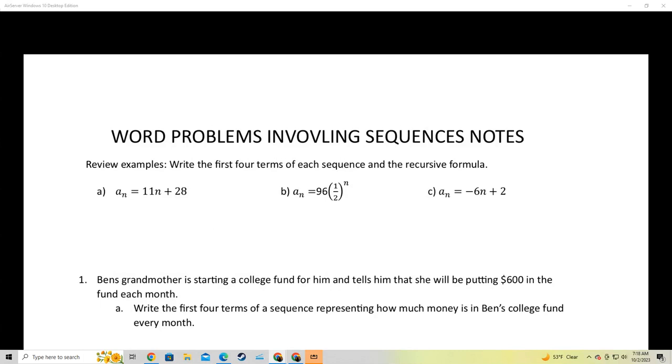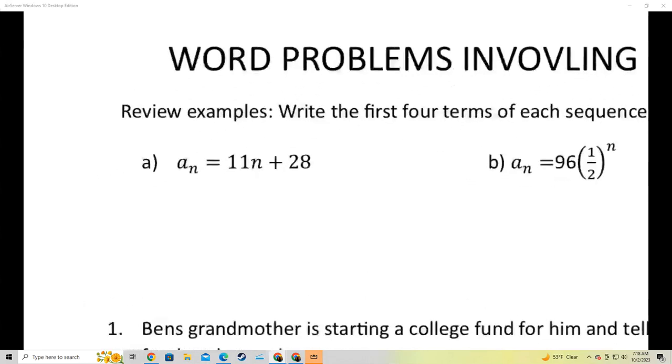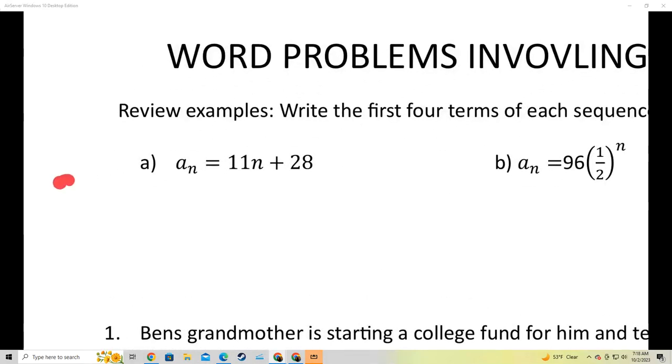The first thing I want to notice is that I want to find the first four terms. I don't know the first term, so I'm actually just going to have to substitute my 1 and see what I get. So really quickly, this should be a sub 1 is equal to, and all I'm going to do is substitute that 1 to get an answer. That's going to be 39.